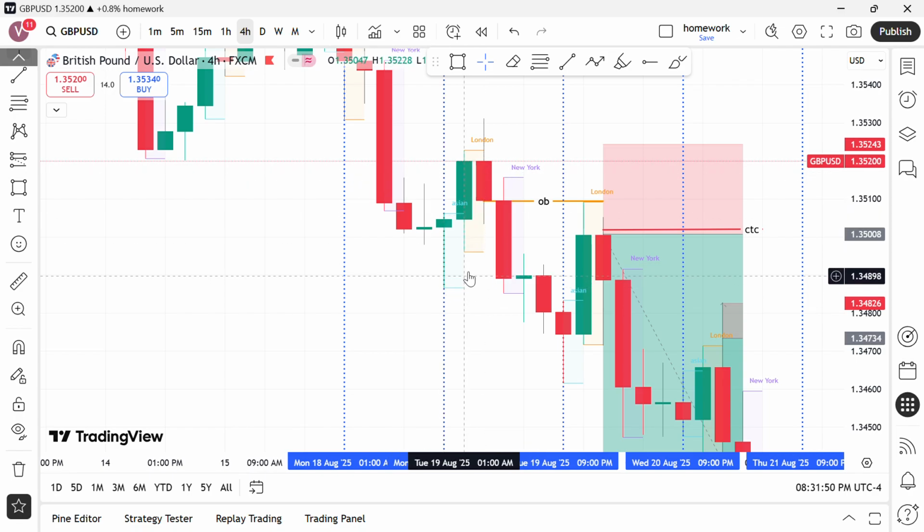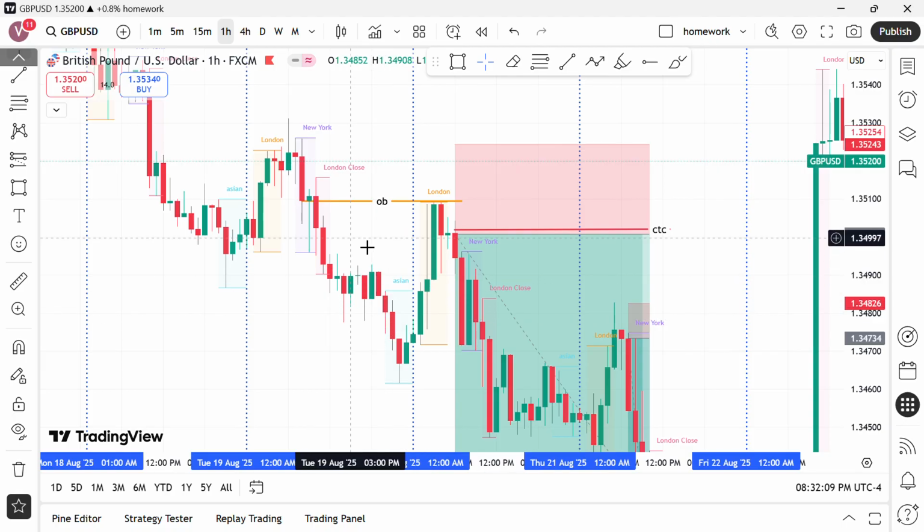Now if you see on the 4-hour time frame for the day of Tuesday, there's nothing much happening here. There is no FVG. This FVG is filled by these overlaps and then this green candle. So nothing much on the 4-hour time frame. So that's why we'll go to the 1-hour time frame.